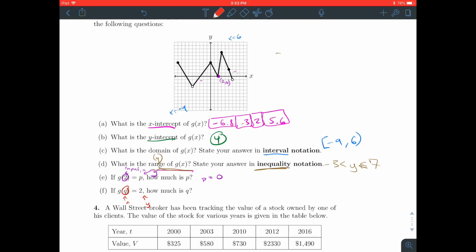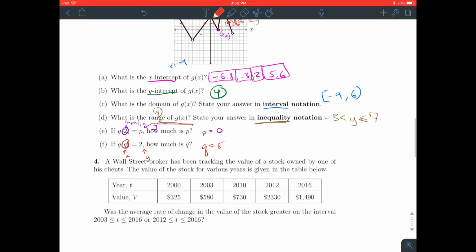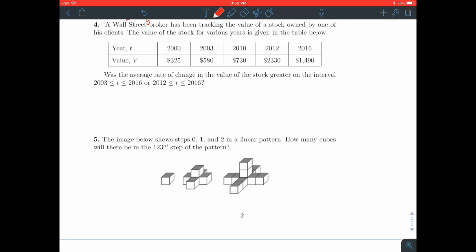Next up, it says if g of q equals 2, so q is the input, 2 is the output, then how much is q? I guess there's a couple of different options, but there's one that's probably the clearest based on the markings that I used. It looks like this point would be a good guess. So 1, 2, 3, 4, 5. When x is 5, we have a y-coordinate of 2. And so q is 5. I would have also accepted some other answers for this, because apparently there are 4 other points where the y-coordinate is 2. But I tried to highlight this one.